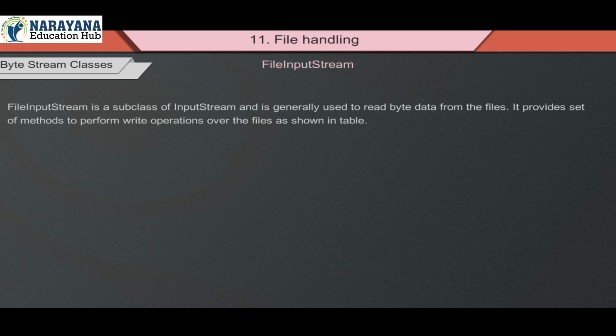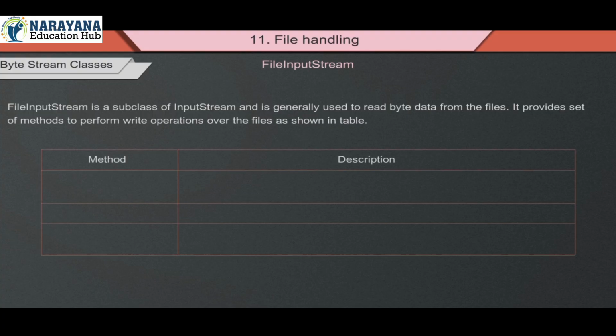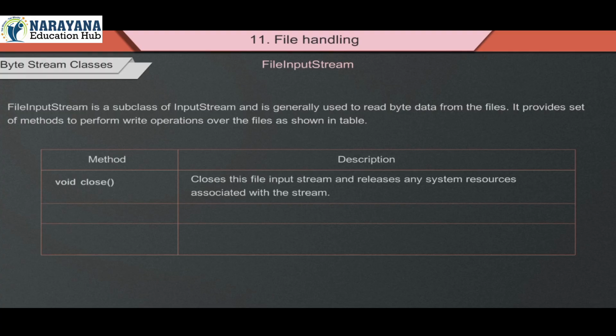FileInputStream. FileInputStream is a subclass of InputStream and is generally used to read byte data from the files. It provides a set of methods to perform read operations over the files as shown in the table. Method: void close(). Description: closes this file input stream and releases any system resources associated with the stream. Method: int read(). Description: reads a byte of data from this input stream.